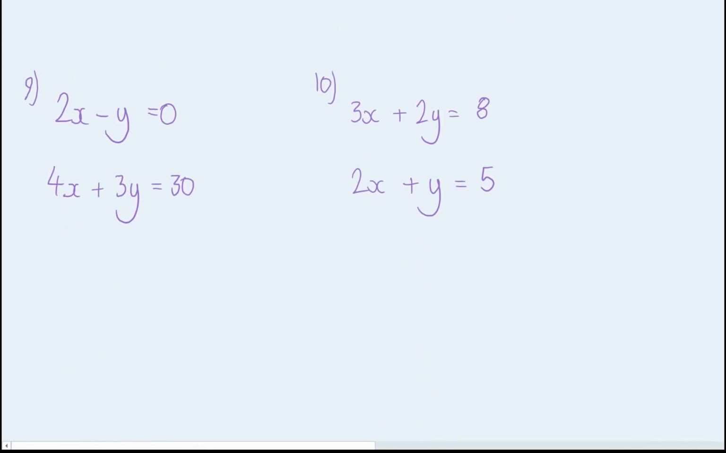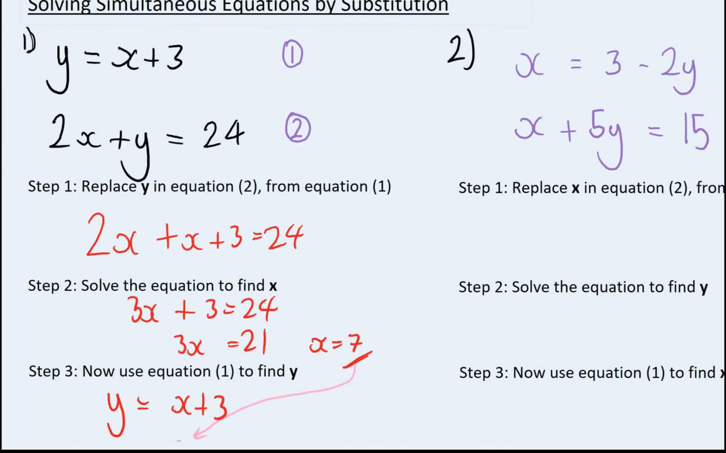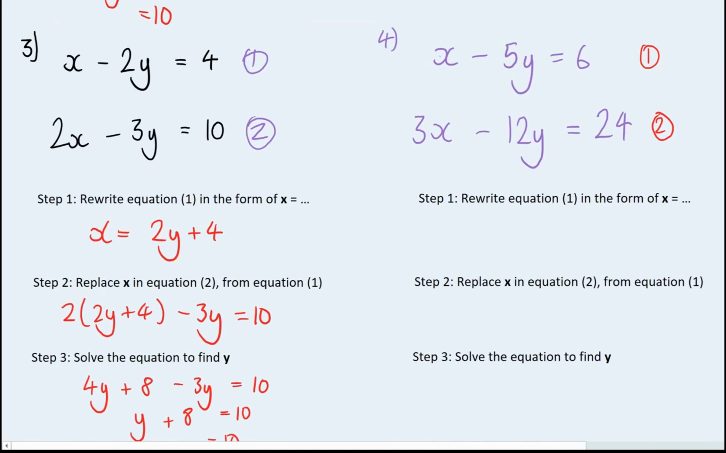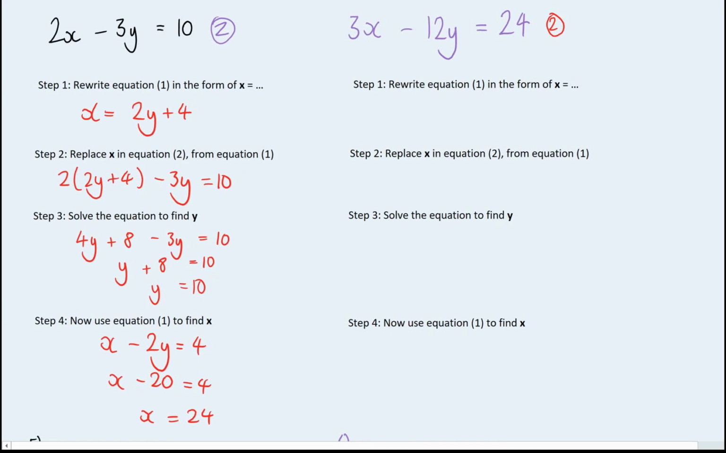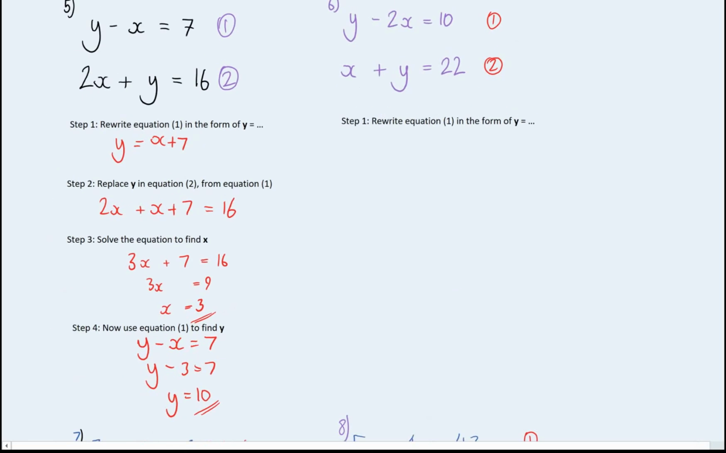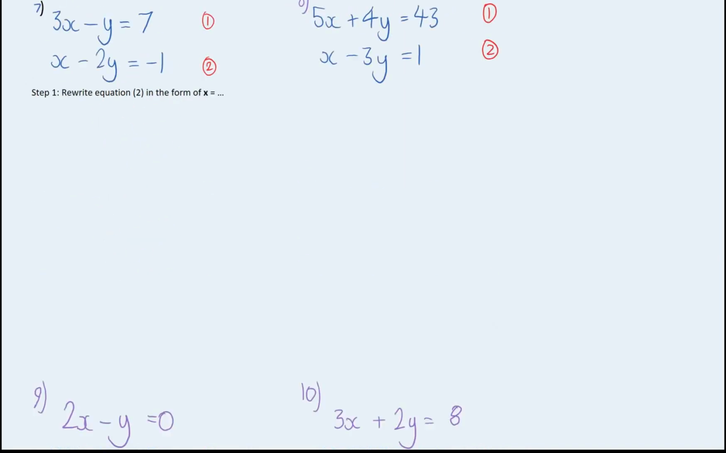Okay, I'll just go through the answers for the questions in black. And again, if you want to check what you're doing, I will also include all my steps. So for question 1, there are my steps. x equals 7, y equals 10. For question 3, same thing. I got y equals 10 and x equals 24. Again, you can get fairly large numbers here, that's quite common. Question 5, that's what I've done. x equals 3 and y equals 10. And that is it.